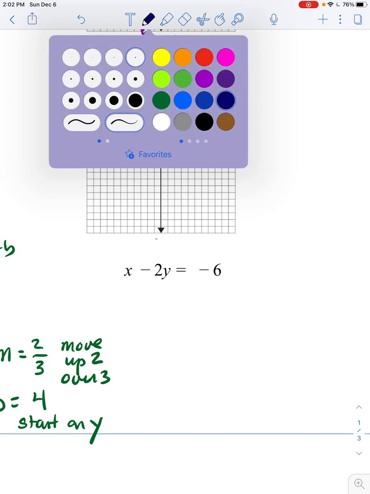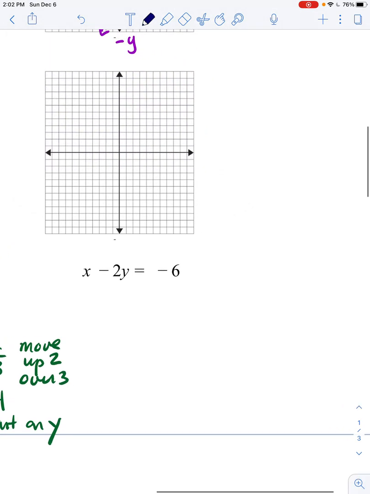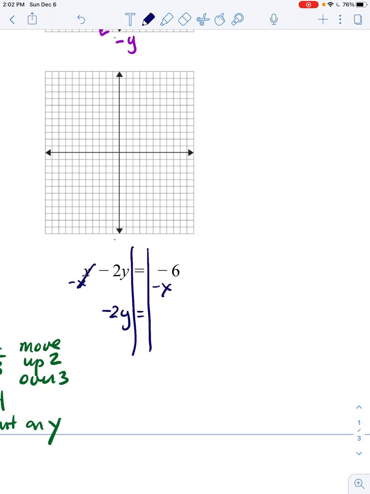All right, grand finale, the moment you've been waiting for. Let's take a look at this very last one. Again, I need to get it into slope-intercept form. This one's tricky, but to get rid of a positive x, I actually have to subtract x. So I'm left with negative 2y equals negative x, and then the minus 6 that was already there. So that can be a little tricky.